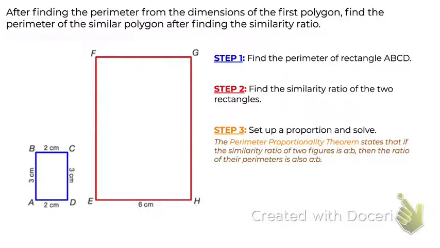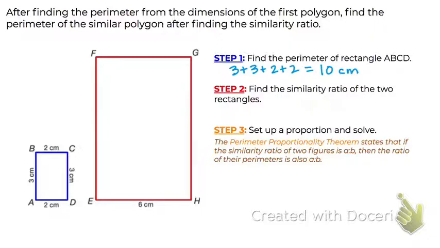Here it says, after finding the perimeter from the dimensions of the first polygon, find the perimeter of the similar polygon after finding the similarity ratio. So basically, we're given these two polygons, these two rectangles, and they are similar. We're going to first find the perimeter of our smaller rectangle here. So we just add up all the sides and we see that it is 10 centimeters.